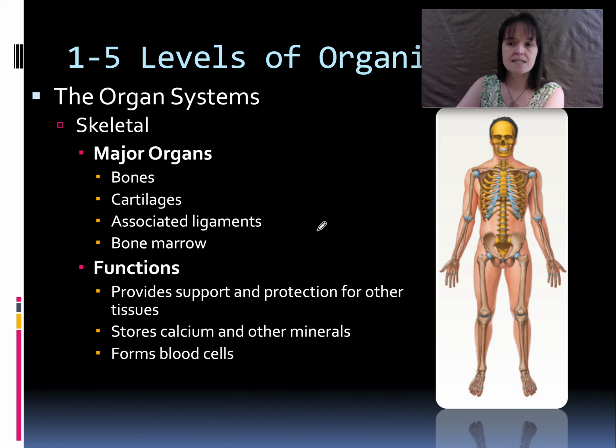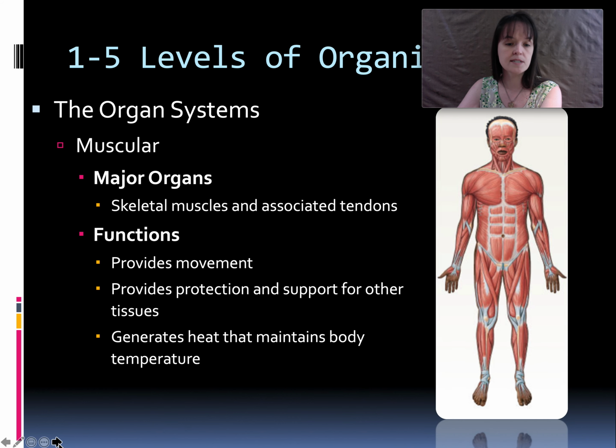And then the skeletal system will be test 3, and this includes the bones and the cartilage in between the bones. It doesn't quite connect, though in some cases it can. Okay, we will get there when you need to know. The ligaments and the bone marrow, which is where your red blood cells are made, but we'll talk about that more in 2402. And it provides support and protection for other tissues, stores calcium and other minerals, and makes blood cells.